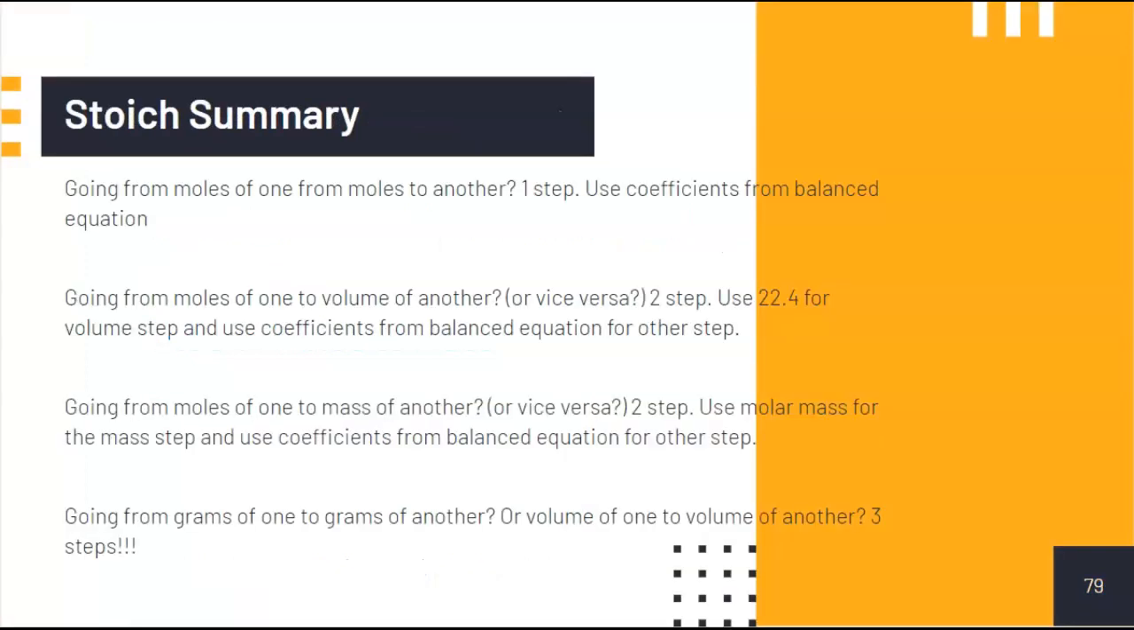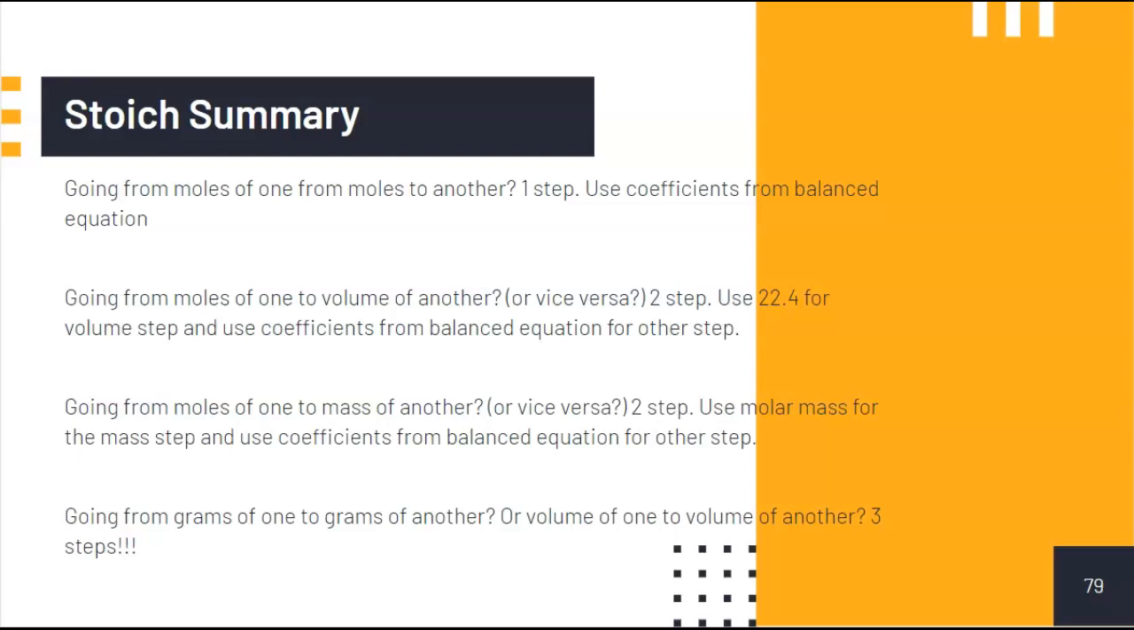So just to summarize, in stoichiometry, we've learned a couple different things. You can go from moles of one to moles of another, and that's a one-step problem, and you use coefficients from your balanced chemical equation. If you want to go from moles of one to volume of another, or volume of one to moles of another, this is going to be a two-step. You're going to use 22.4 for one step, and your coefficients from your balanced equation for the other step. If you're going moles to mass or mass to moles, again, this is two-step, and you're going to use the molar mass from the periodic table for one step, and the coefficients from your balanced chemical equation for the other step.